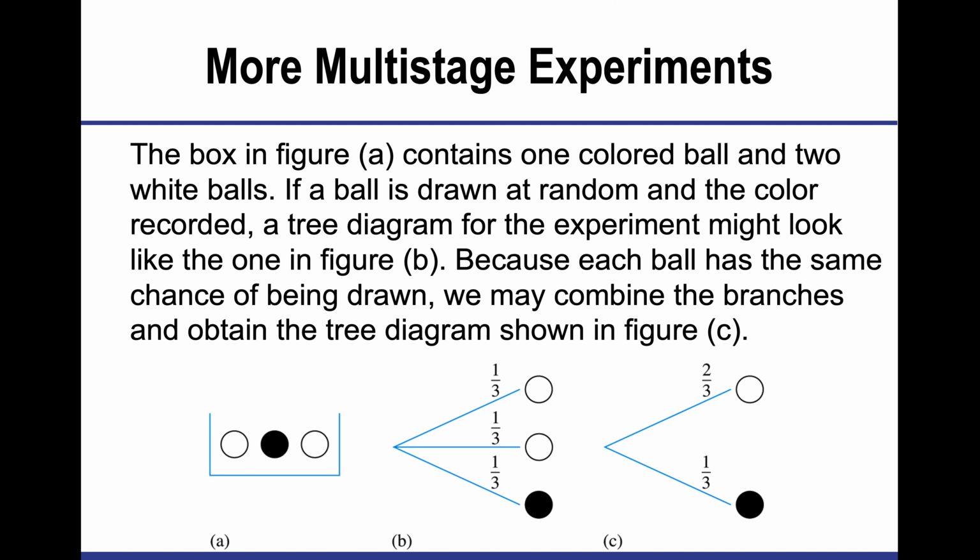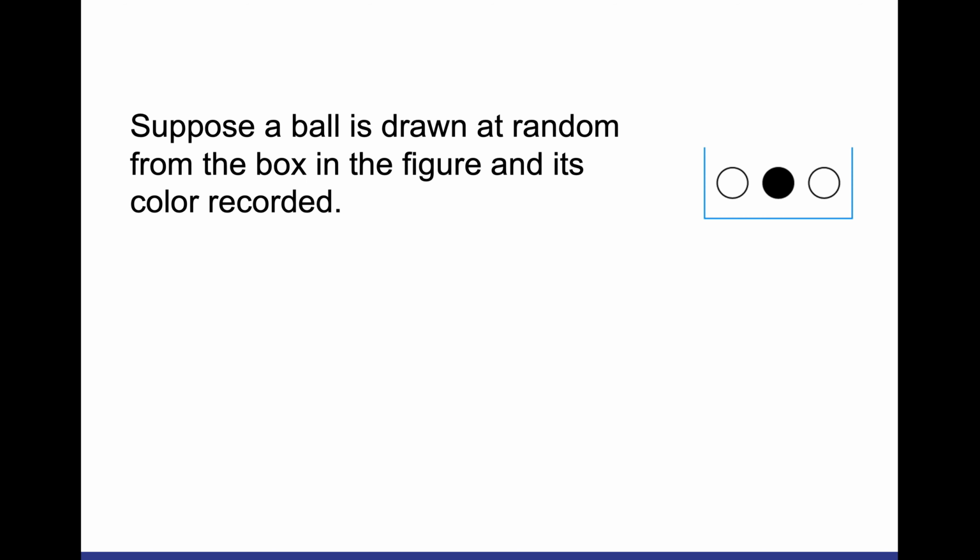If I'm looking at some more of these multi-stage experiments, I have a tree diagram here, which is basically breaking down the information in my paragraph. So I have one colored ball and 2 white balls, which is shown in part A. And then a ball is drawn at random and the color is recorded. So the tree diagram is going to begin to show me what would happen as I start selecting those balls.